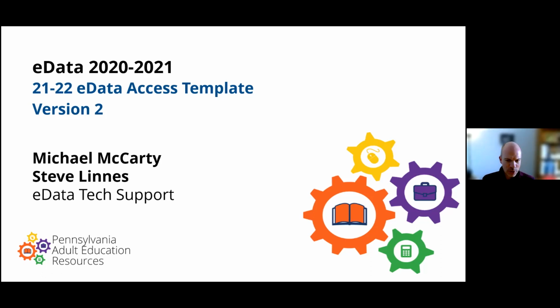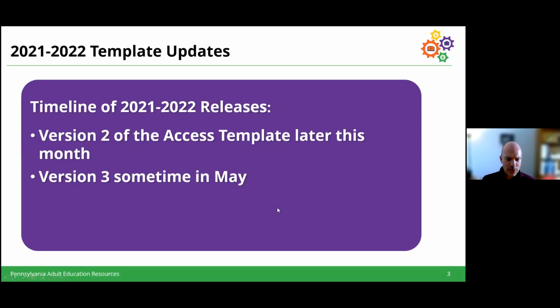So we're going to walk you through this afternoon a brief overview of version 2 of the Access template. Now that version is not yet out. It is coming up at the end of this month. So sometime by the end of January, we'll post it in the normal location on the PA Adult Ed Resources website in the eData template section. And then version 3 will come out sometime in May. We'll give you plenty of advance notice for that as well.